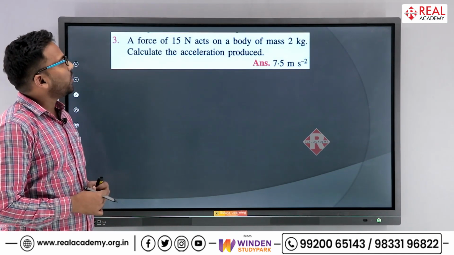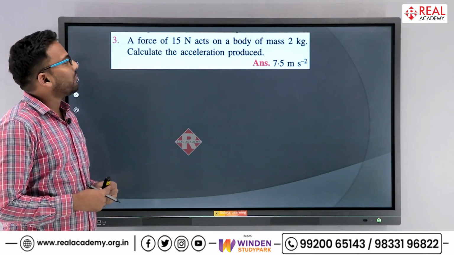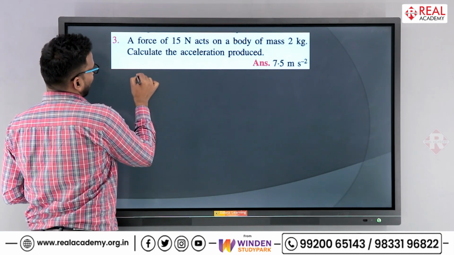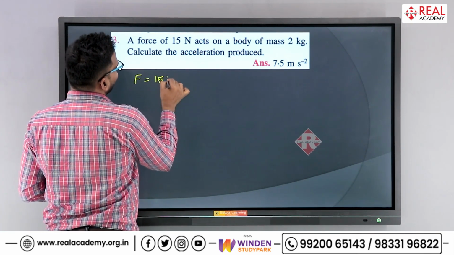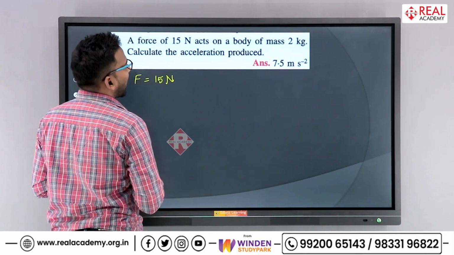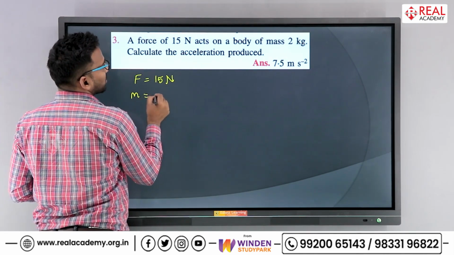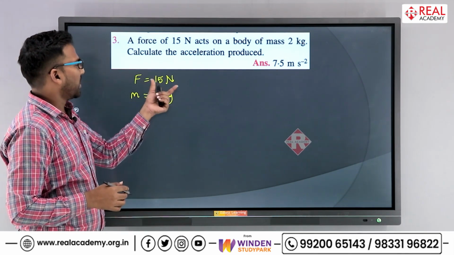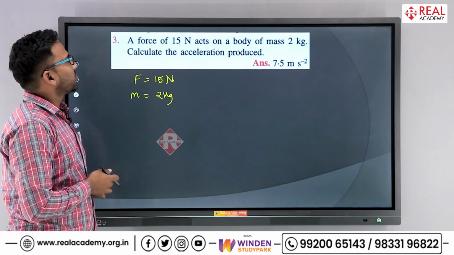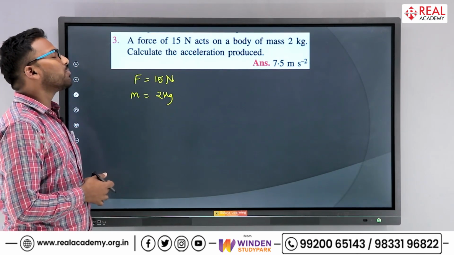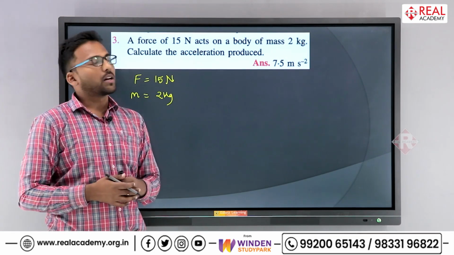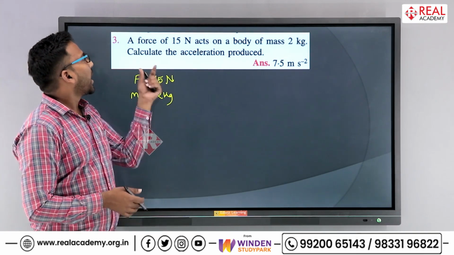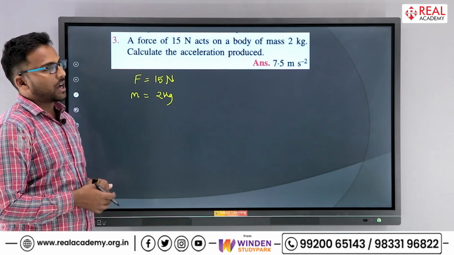A force of 15 Newton acts on a body of mass 2 kg. Let's extract the data. Here the value of F is 15 Newton and mass is 2 kg. Calculate the acceleration produced. See, the chapter name is laws of motion. They are asking us to find the acceleration produced, and they have given the data, force and mass, right?